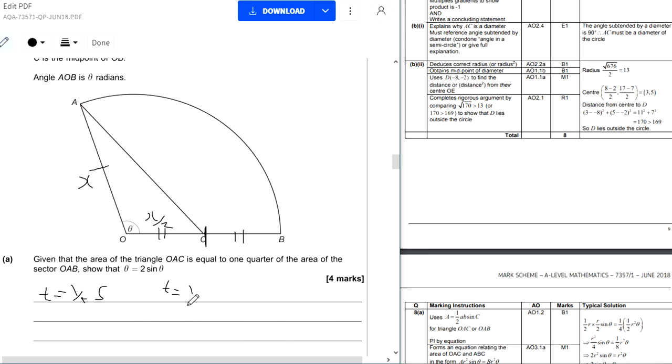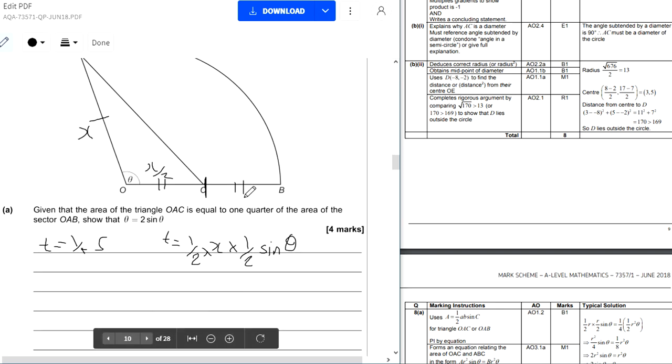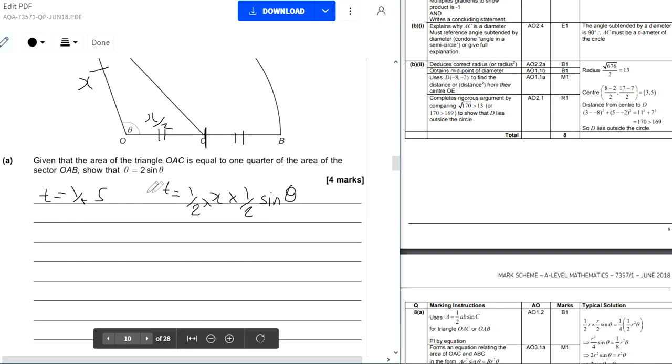So let's use the formula half AB sine C. So half A, let's just go with x, B is going to be half x, and then sine C is going to be sine theta. So that's the area of our triangle. This should be x actually, which simplifies to x squared sine theta over 4.